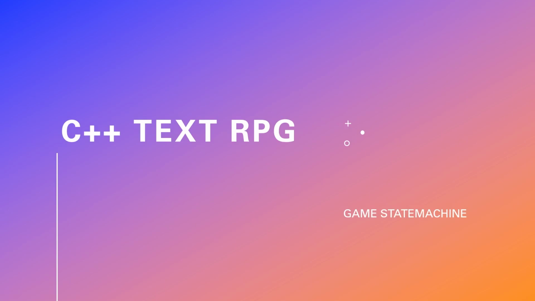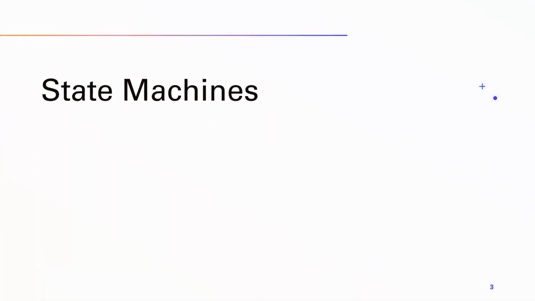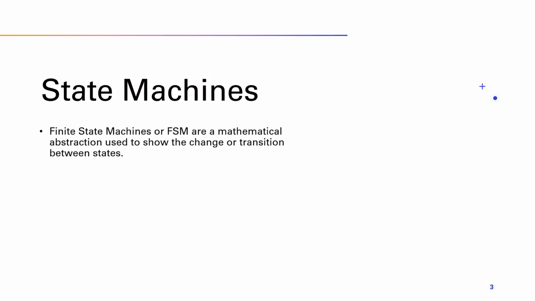Welcome back, everyone. Today we're going to continue creating our C++ text RPG, and we're going to start working on the game state machine. So we're going to create the state machine today. State machines, or finite state machines, are mathematical abstractions used to show change or transition between different states. You can think of it like a car, going from park to drive to turning to signaling. These are different states that it could be going to.